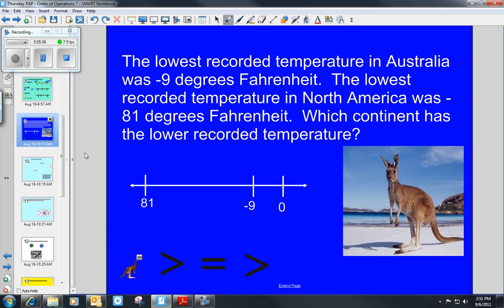Temperature-wise, when we're looking at lowest recorded temperature, and I believe this is supposed to have a negative in front of it over here, compare negative 81 and negative 9. Negative 9 is the lowest recorded temperature in Australia, and negative 81 is the lowest recorded temperature in North America. I want you to go ahead and do this one on your own.